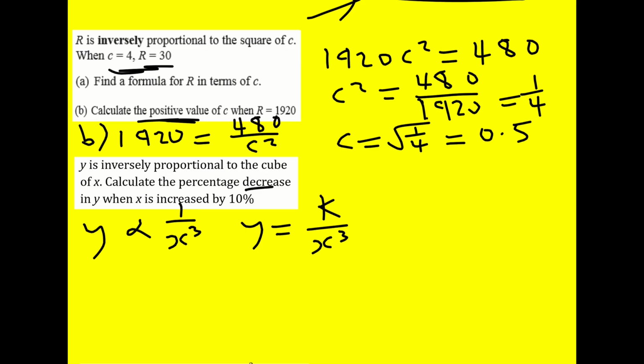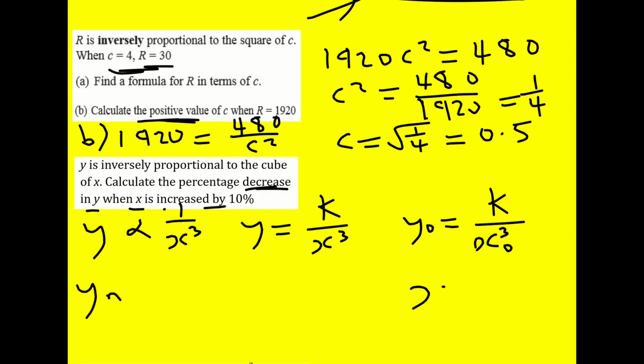Calculate the percentage decrease in y when x is increased by 10%. So I'm going to start off with the original value of y, and I'm going to call that one yo, O for original. Yo is going to equal k divided by the original x cubed. Now I want to find the new y.